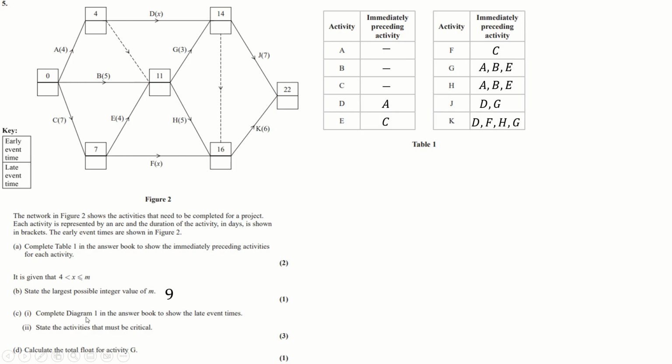Complete diagram 1, show late event time, so we start here, and then we pick the smallest value we can going backwards. So obviously here the only way to get there is 15. The only way to get here is just take away 6 to get 16.